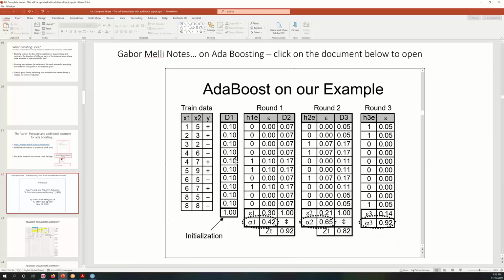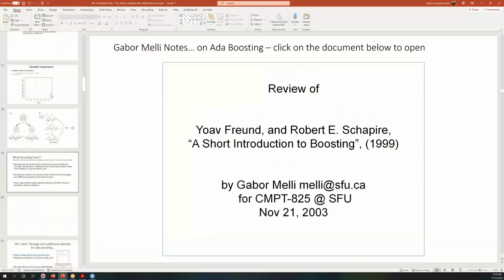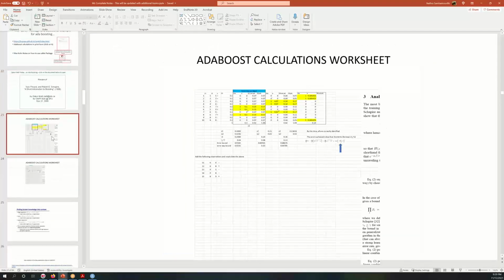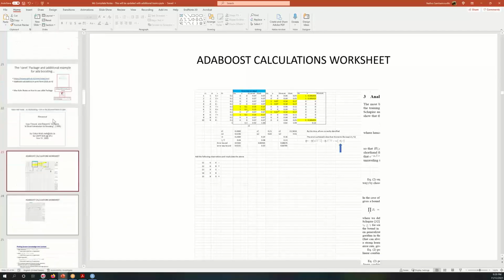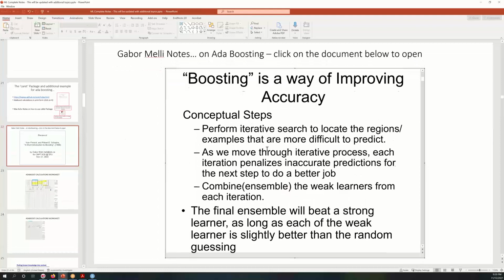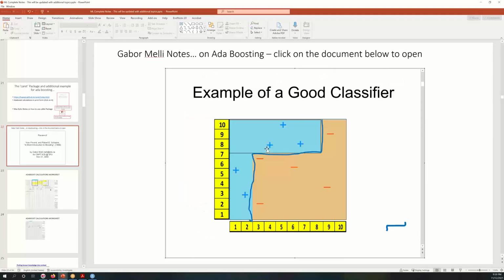So we are going to go through that with the actual data we talked about, right? Remember those 10 points. I'm taking those 10 points here. Are you with me? The first point is a plus 1, and X1 is 1, X2 is 5. You can go and check that here.